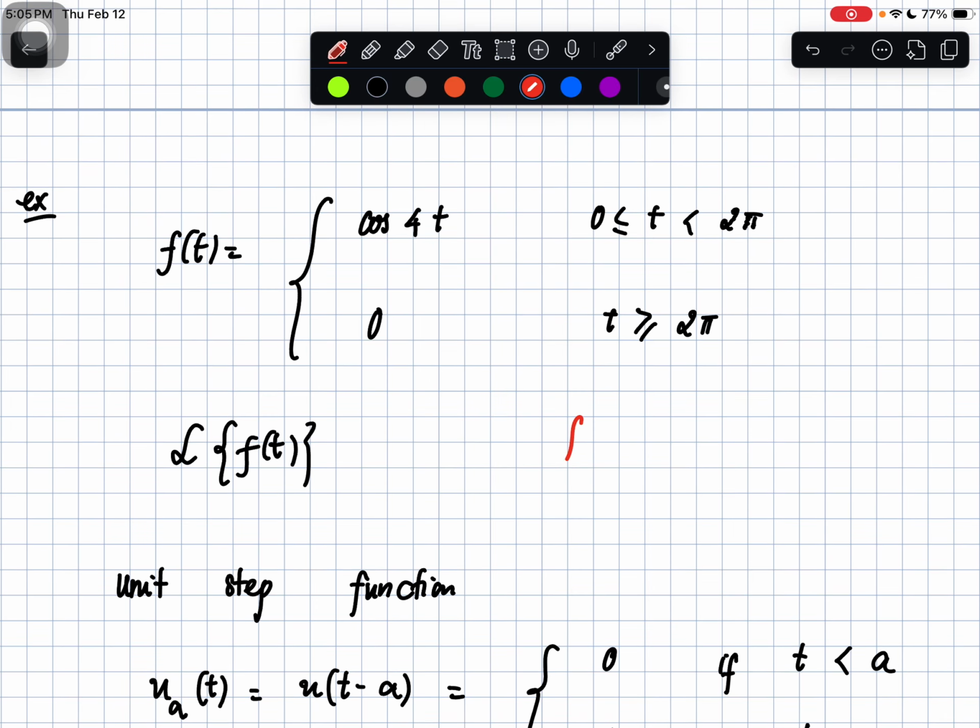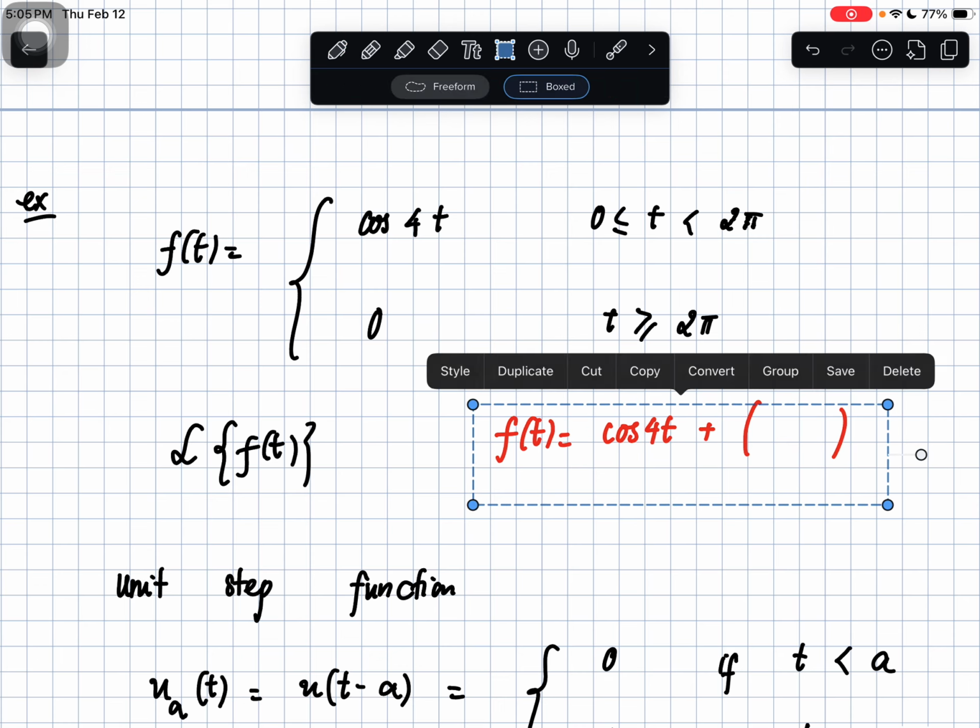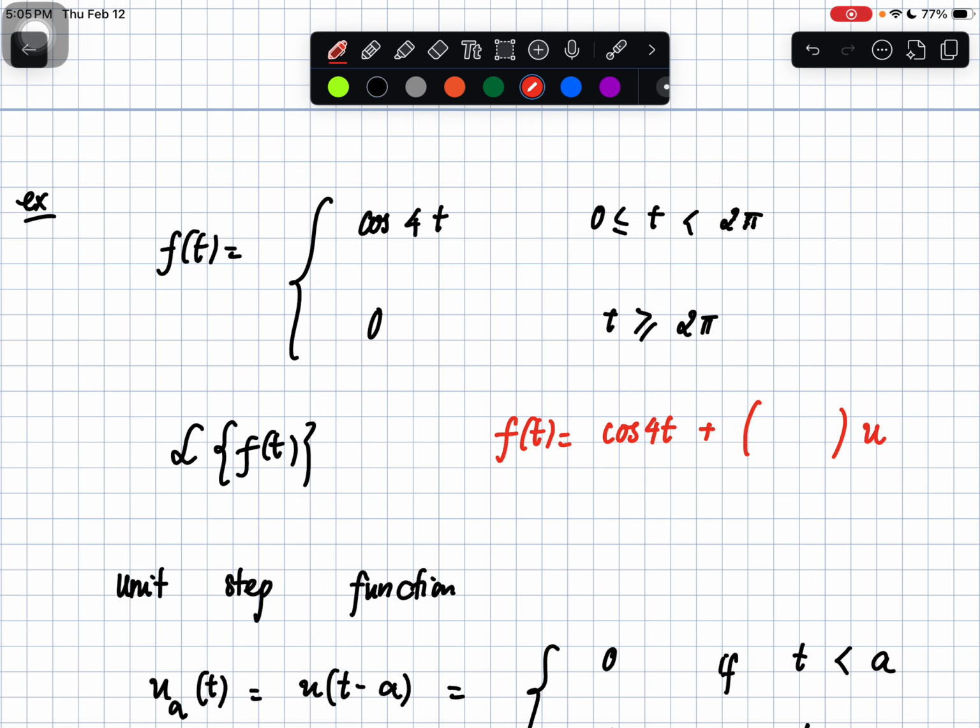So here I have f(t) is cos(4t), t is bigger than or equal to 0. But when t is at least 2π, I want to turn it off. I want to delete this term. So when t is at least 2π, use the unit step function u(t − 2π). And then here we want to turn cos(4t) off, which is minus cos(4t), so that when t is at least 2π, this term and this term will cancel out.